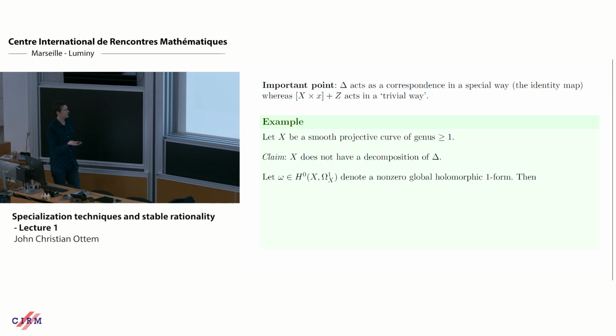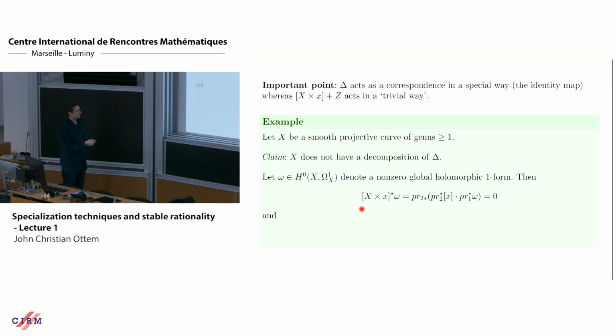So the point is that if you look at X cross X, you can let the diagonal act on the space of one-forms. If you take a cycle like this, you can pull it back to the self-product, intersect with the cycle, and then push forward. This is how the action of cycles is defined.